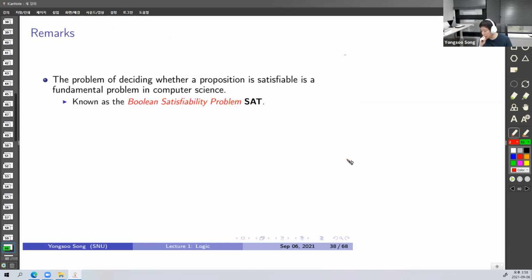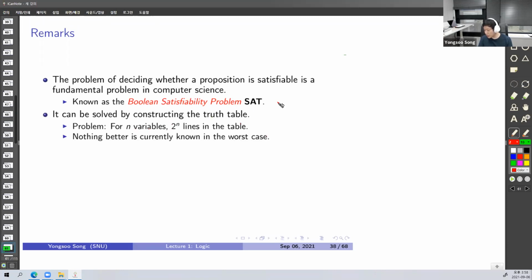Okay, so the problem of deciding whether a proposition is satisfiable or not has a very long history. It's one of the most fundamental problems in computer science, and it is known as the Boolean satisfiability problem, simply denoted by SAT. Of course, the SAT problem can be solved by constructing a truth table for a given compound proposition. But the problem is that if a compound proposition has n variables, then there would be 2 to the n rows in the truth table.